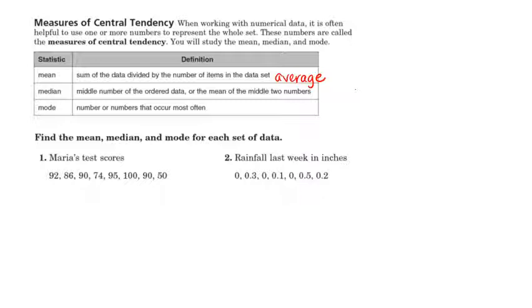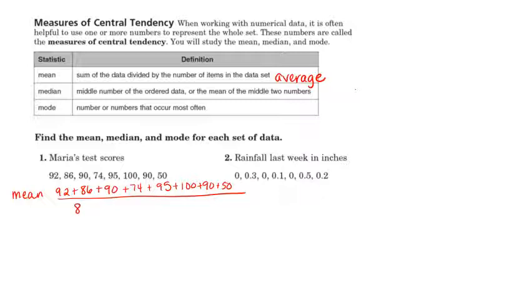So let's review these by doing these 2 examples. So number 1 says Maria's test scores. So let's find the mean. To find the mean, we're going to add 92 plus 86 plus 90 plus 74 plus 95 plus 100 plus 90 plus 50. And then we're going to divide by how many we have. And we have 1, 2, 3, 4, 5, 6, 7, 8.